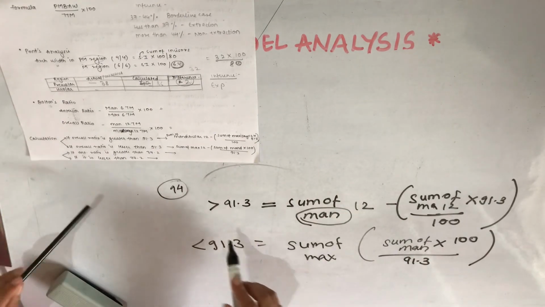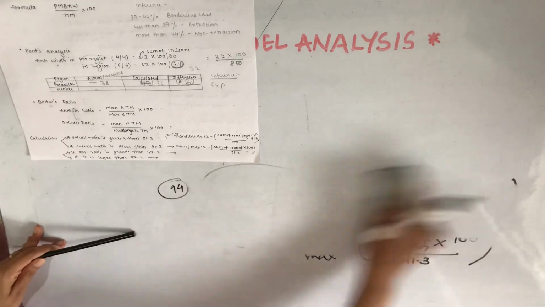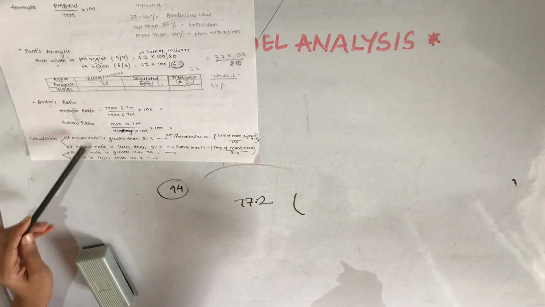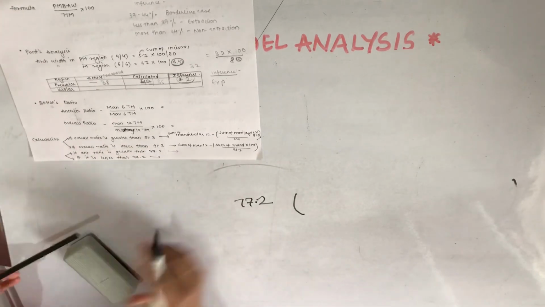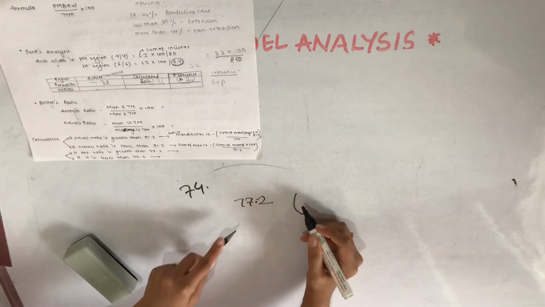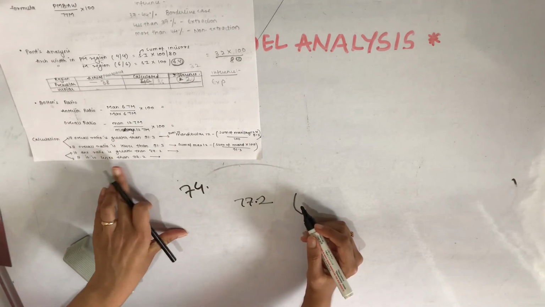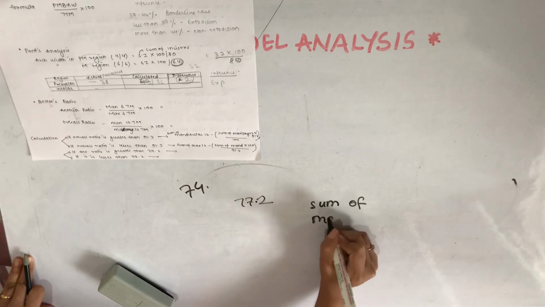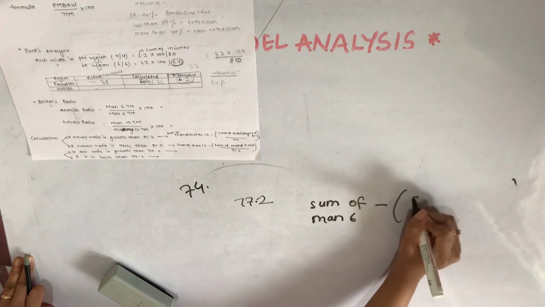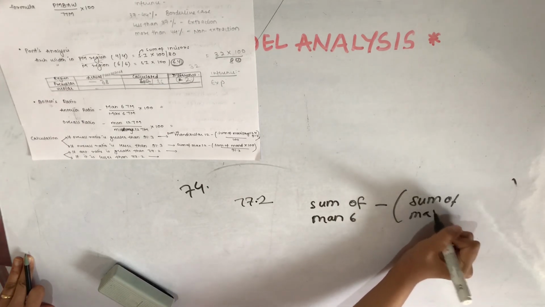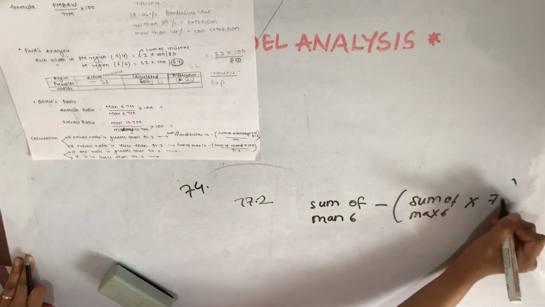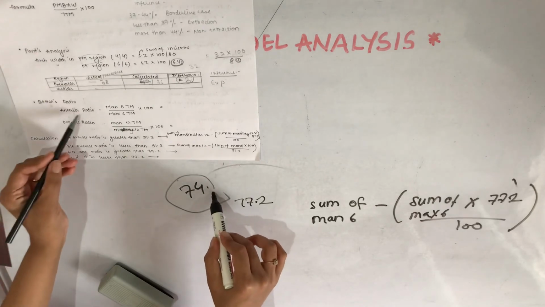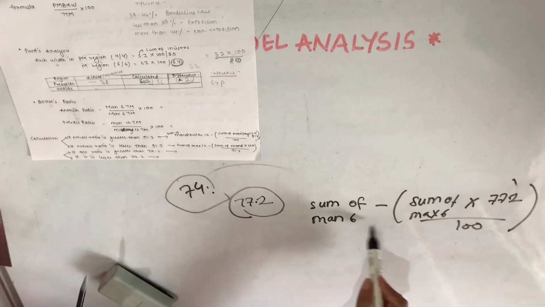So this is for the overall ratio, and the same is for the anterior ratio. For anterior ratio, the fixed value is 77.2. So if your anterior ratio is more, if it was 74 for example, now if it is greater than 77.2, then you have to do sum of your mandibular 6 minus sum of maxillary 6 into 77.2 upon 100. So if the anterior ratio was greater than 77.2, then this is the formula.